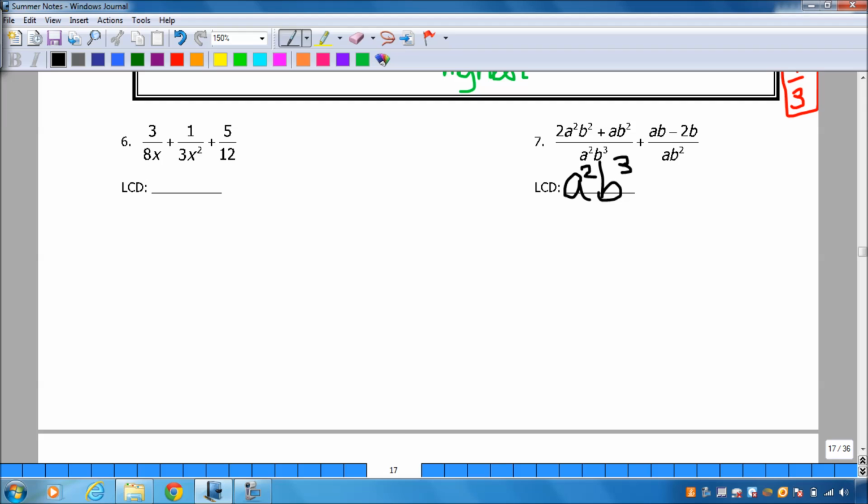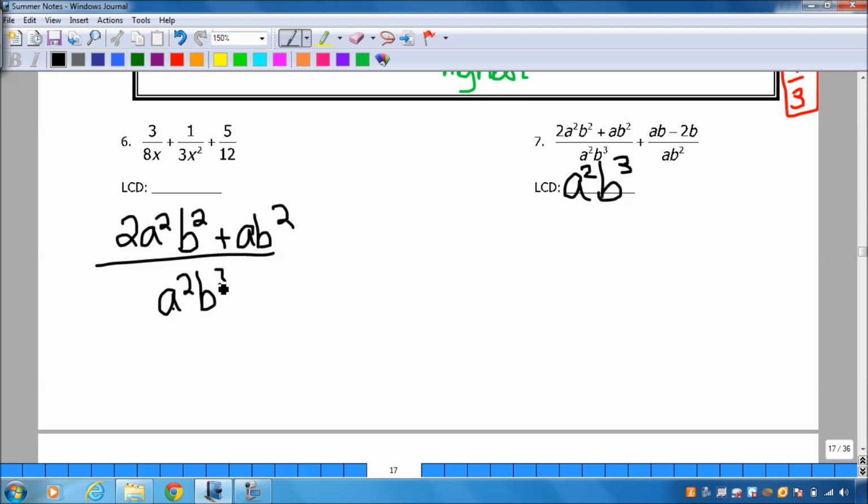Okay, I'm going to write over here on the left side a little bit because I'm going to run out of room. So you might want to write a little bit smaller. Okay, so my first fraction is 2a squared b squared plus ab squared all over a squared b cubed. All right, I don't have to change that one at all. Plus ab minus 2b all over ab squared.